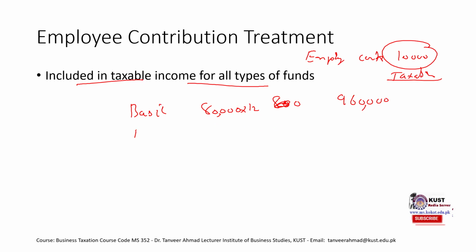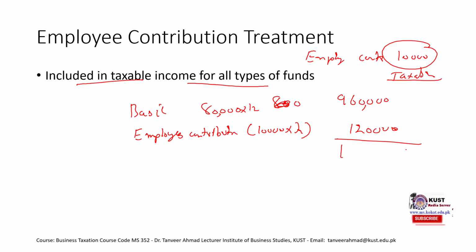So should we do it like this? Employee's contribution is 10,000 into 12, that is 1,20,000. Now should we pay tax on the sum of these two, that is 9,60,000 and 1,20,000? That would be 1,80,000. Should we pay tax on this 1,80,000? This is a wrong approach. Why is that so?